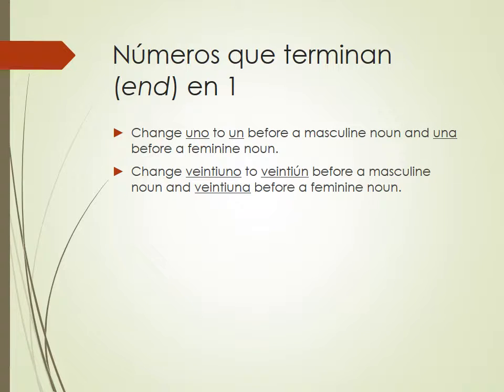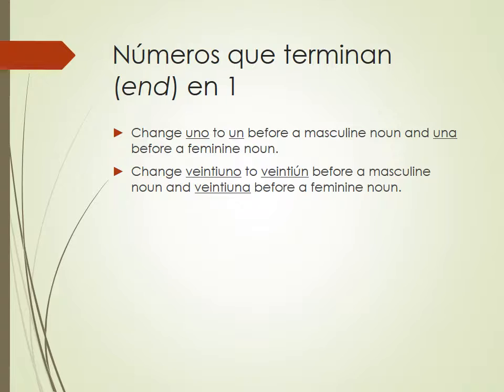A few notes about these numbers. If a number ends in a 1, except for once, the uno will change to un before a masculine noun. Now, we haven't really talked much about what a masculine noun and a feminine noun is, but just be aware that it will change to un before a masculine noun and una before a feminine noun. So if it was a male professor, it would be un profesor. A female professor would be una profesora.